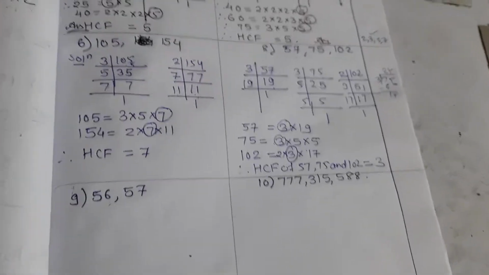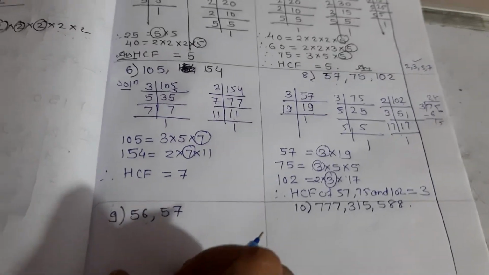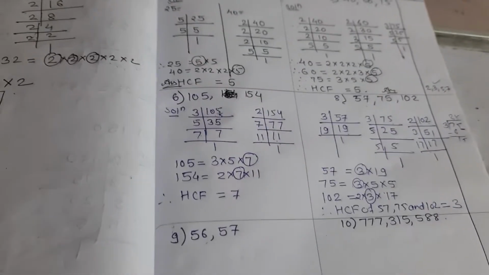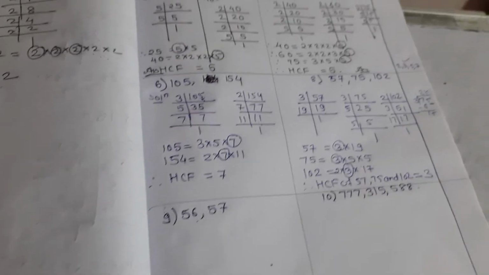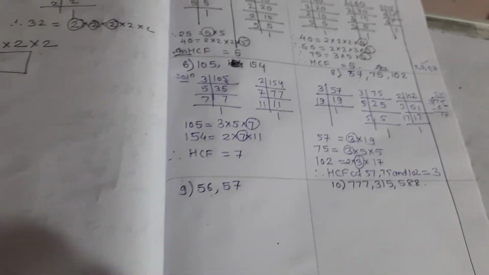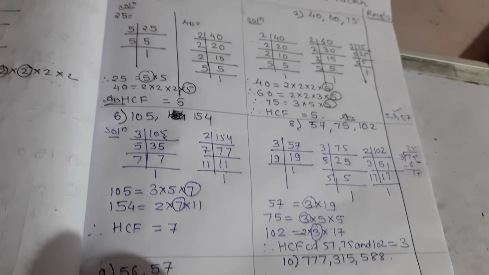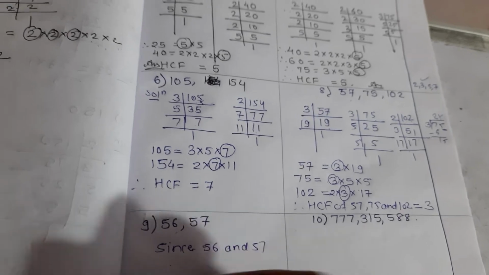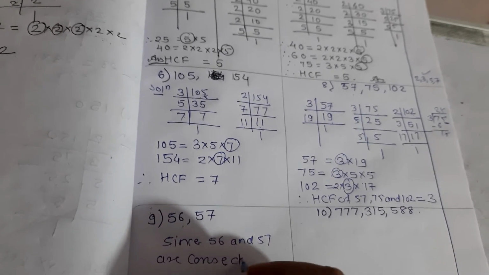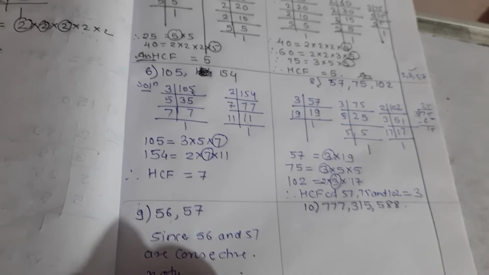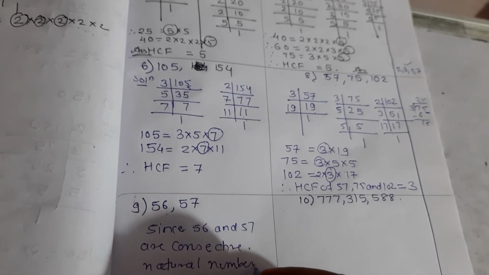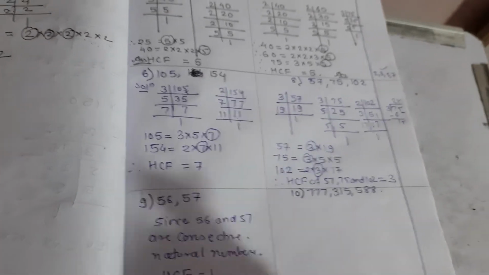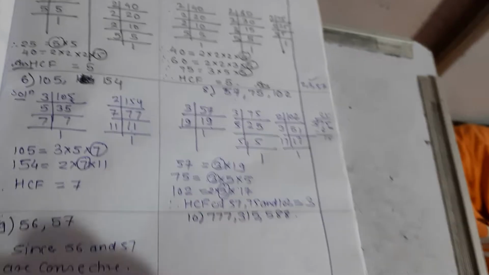So the next problem is 56 and 57. This question is very easy, but what are you doing? You are just taking out the factors. No need to take out anything, because you know that 56 and 57 are just consecutive numbers. So here what you have to write is: since 56 and 57 are consecutive natural numbers, the HCF is only 1. 56 and then 57, so what is the common factor? Only 1 will come, okay.